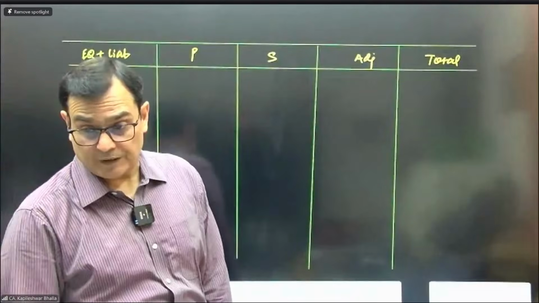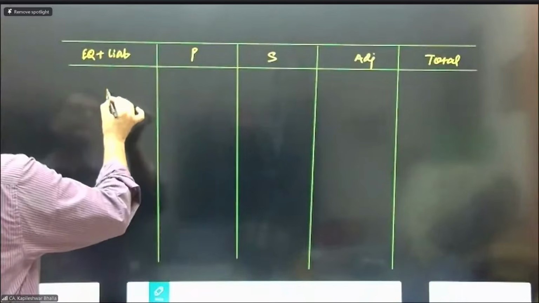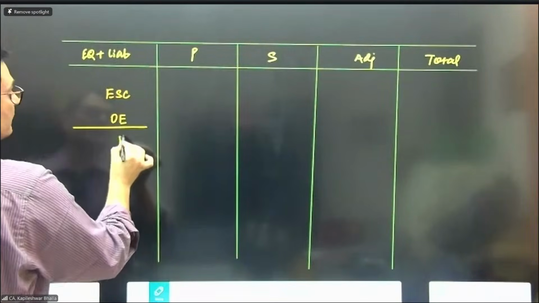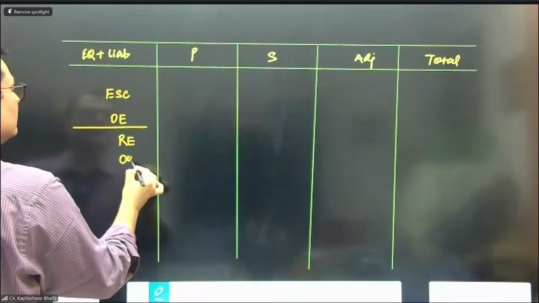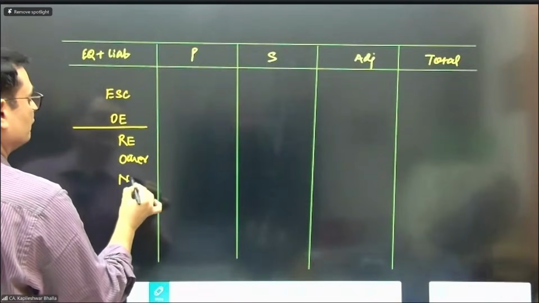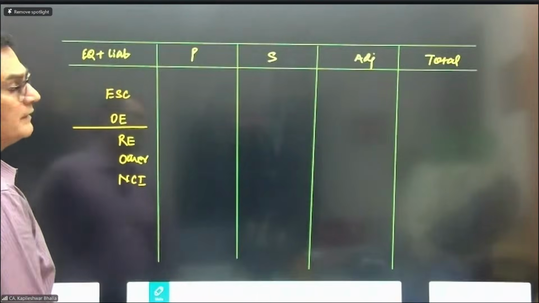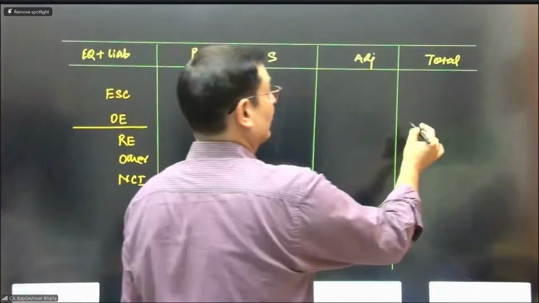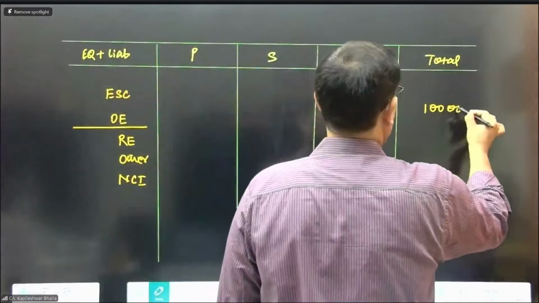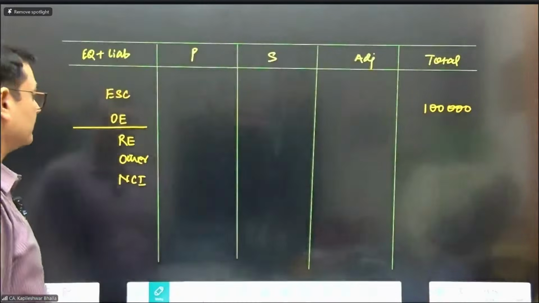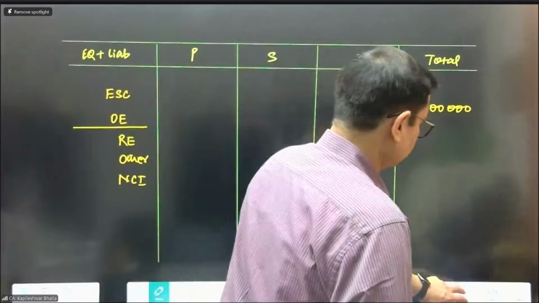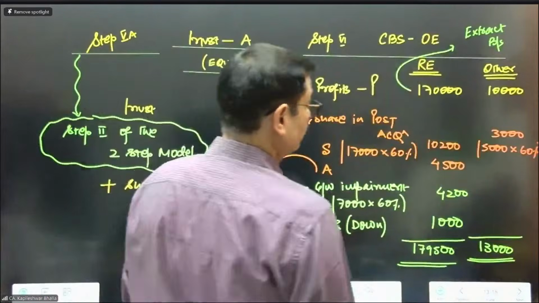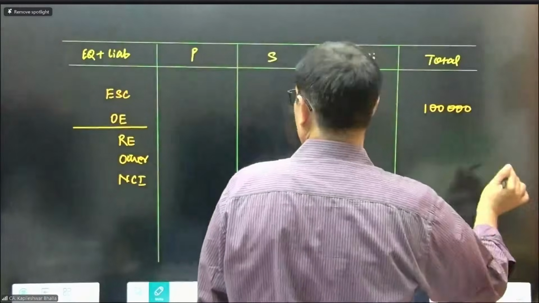On the equity, we've got the equity share capital. Then we've got the other equity comprising of the retained earnings, the other components, and lest we forget, the NCI. Equity share capital will be for the parent company, which is 1 lakh. And this can be taken from step number 6. So from step 6, 179,500 and 13,000.